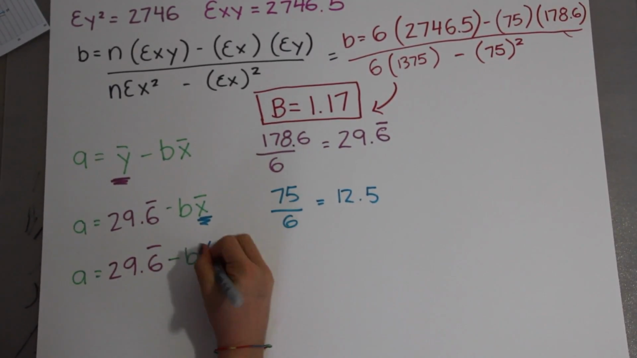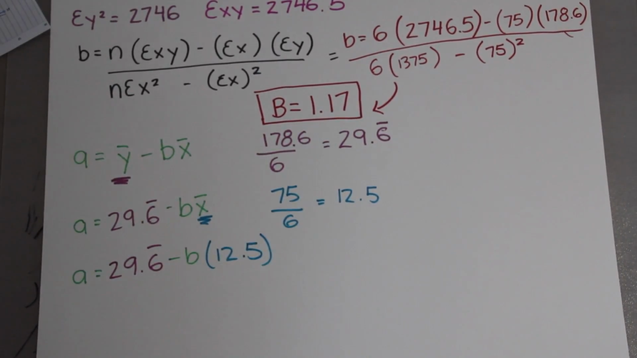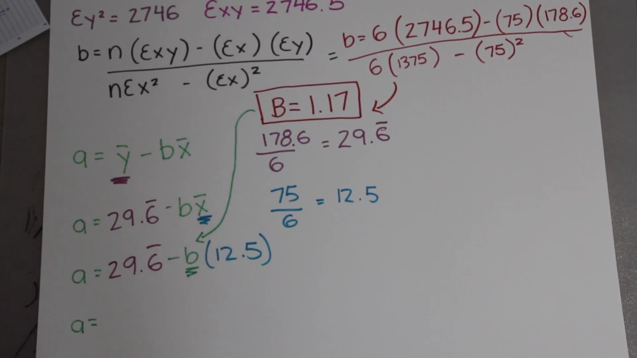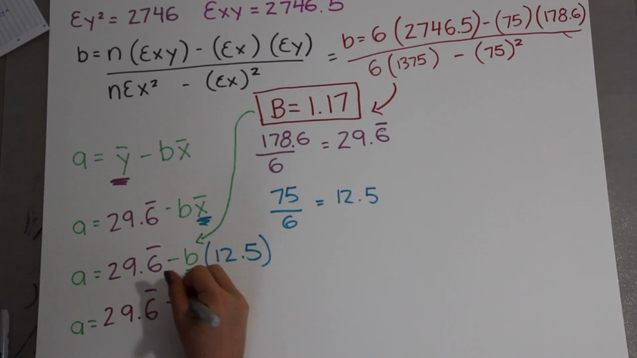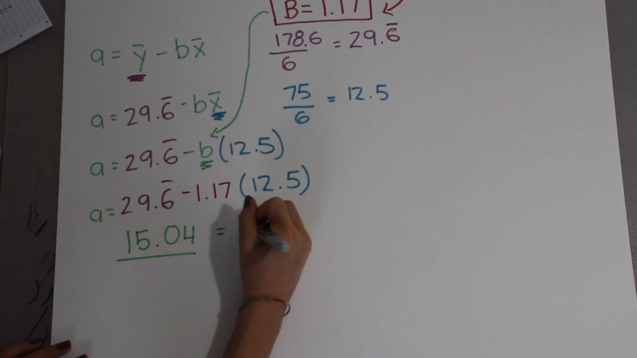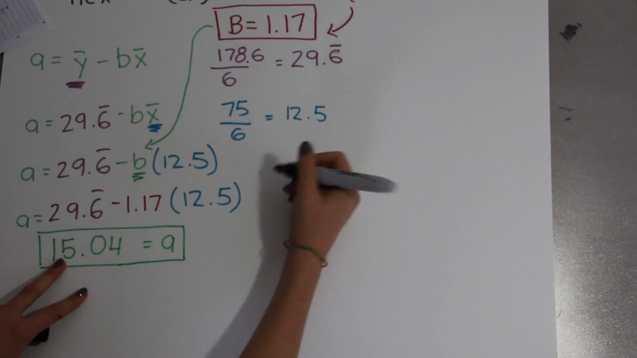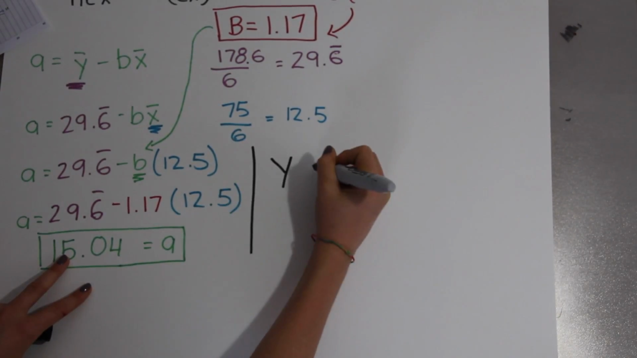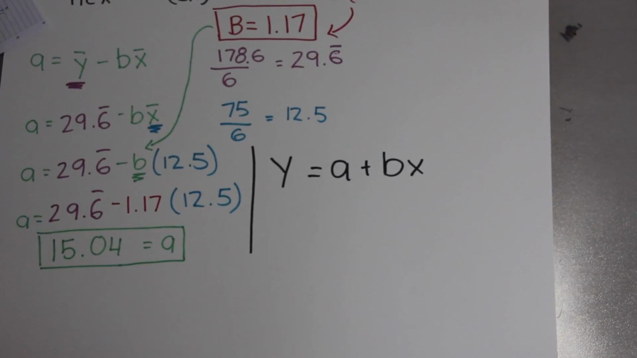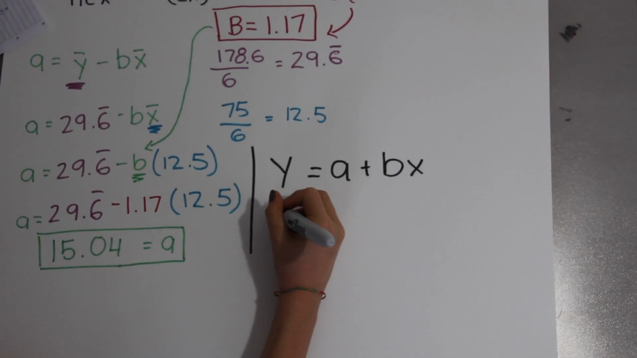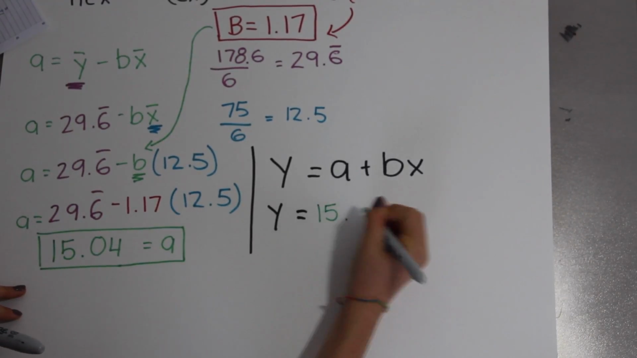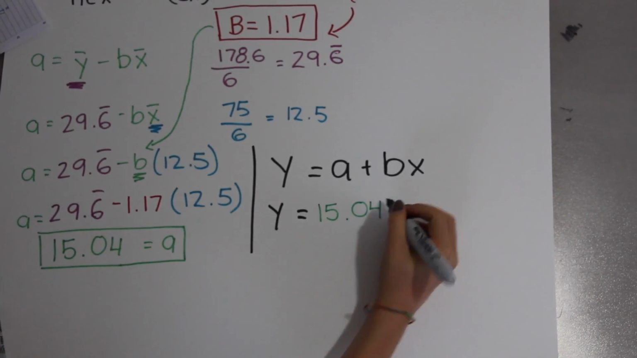Now using your previous result that b equals 1.17, you can plug it into your formula and solve normally for a. You should have gotten that a equals 15.04. Now that we found b and a, we'll plug the values into the regression equation y equals a plus bx. Now that you have plugged the values into the equation, you have found your linear regression line.